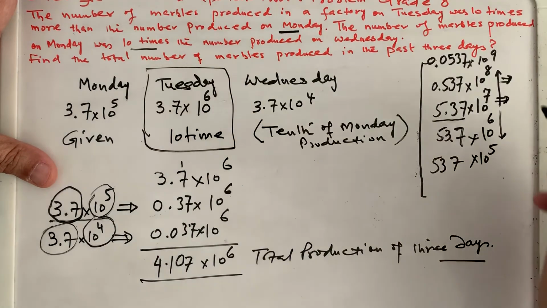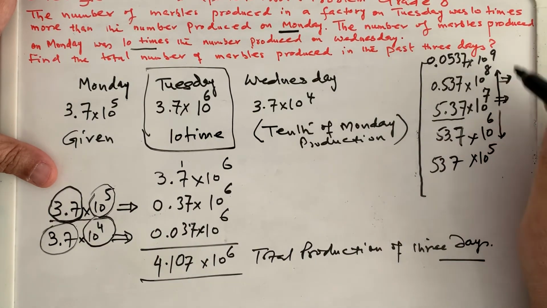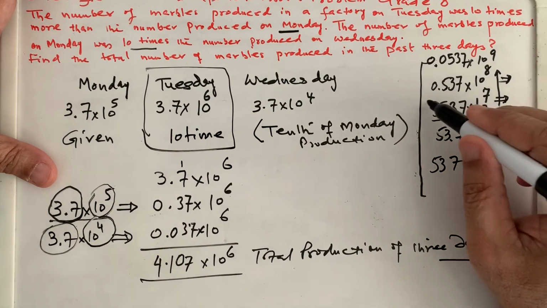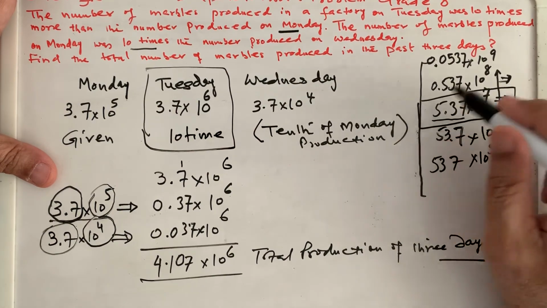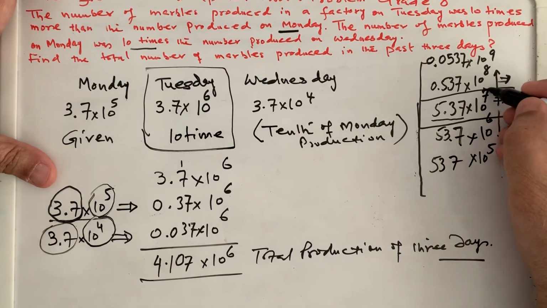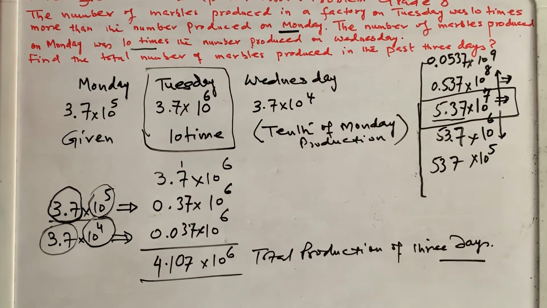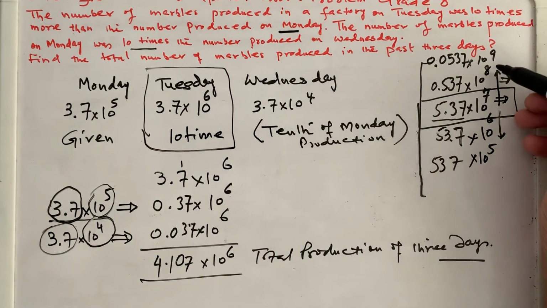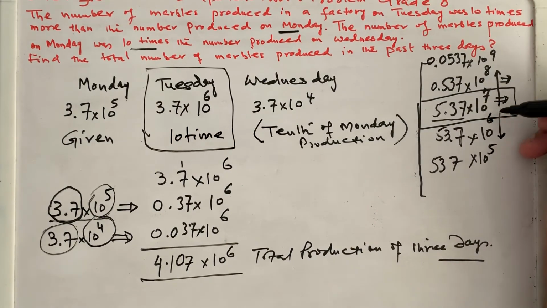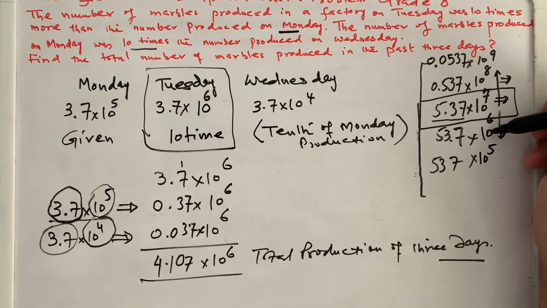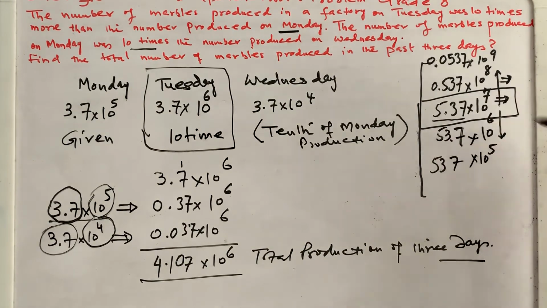Just what I am doing is moving the decimal because I am moving my exponent. This is my scientific notation, and I am writing it in different exponential forms, like 10 to the power 6, 10 to the power 5, 10 to the power 8. If I am increasing my exponent, I have to divide the number. If I am reducing my exponent, I have to multiply the number. So vice versa, right? We have to deal with the situation like this.